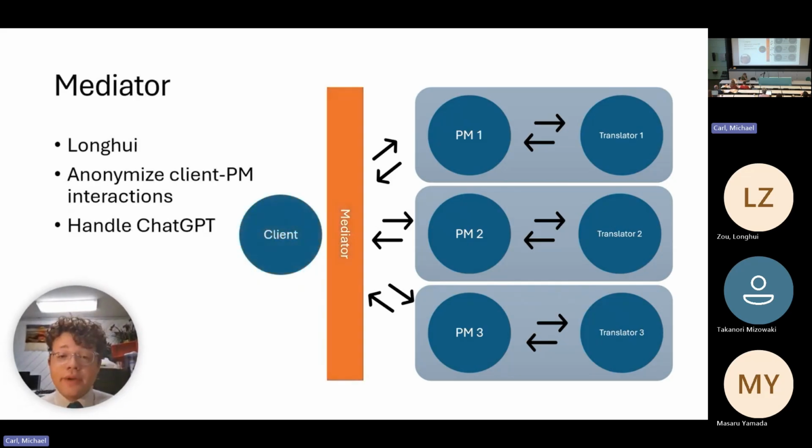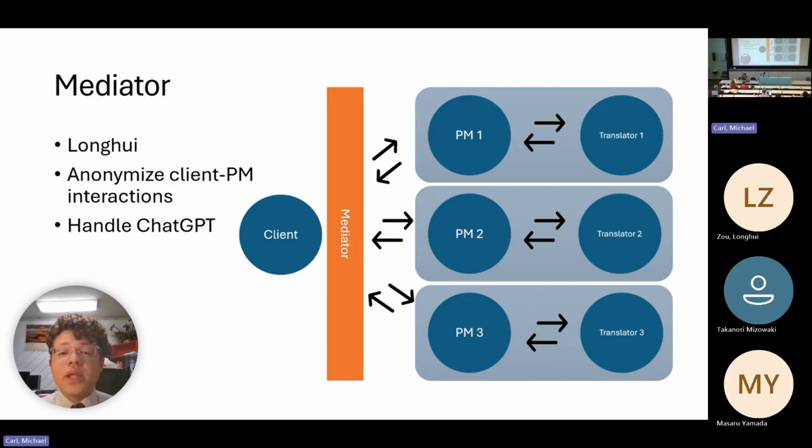Next, let's talk about the mediator, played by Long Hui, one of our research team members. Her job was to maintain fairness across the communications between the client and the PMs by forwarding emails between parties. The PMs and the client never actually interacted directly, but used the mediator as an intermediary, which gave her the chance to sanitize any information that would make it obvious to the client or to later judges who was a human and who was not.